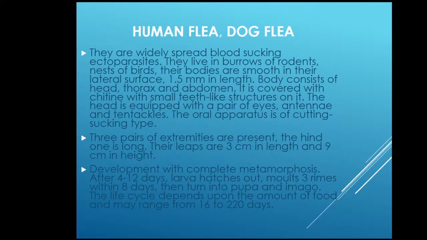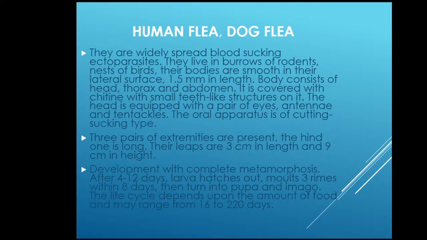So human flea, dog flea. For fleas, food specialization is absent. The hungry flea can suck blood of people and other animals. Mostly fleas live in burrows of rodents and nests of birds. The body of fleas consists of head, thorax, and abdomen. It is covered with chitin with small teeth-like structures on it. The head has one pair of simple eyes, antennae, and tentacles. The mouth apparatus is of the cutting, sucking type.